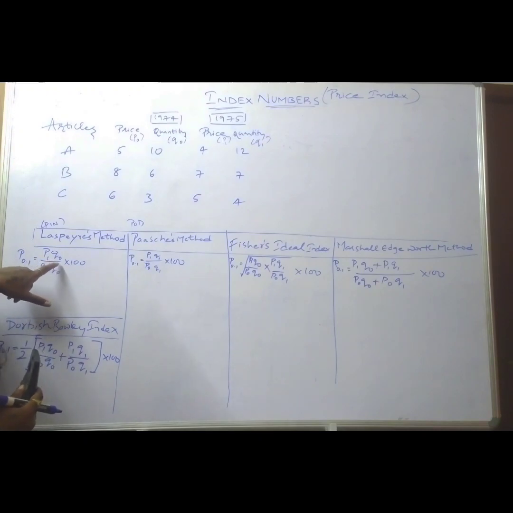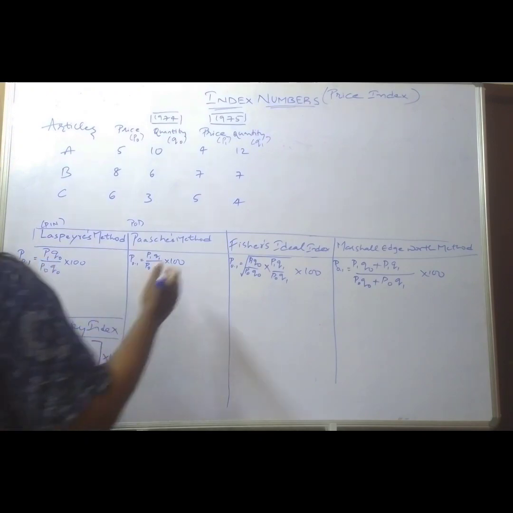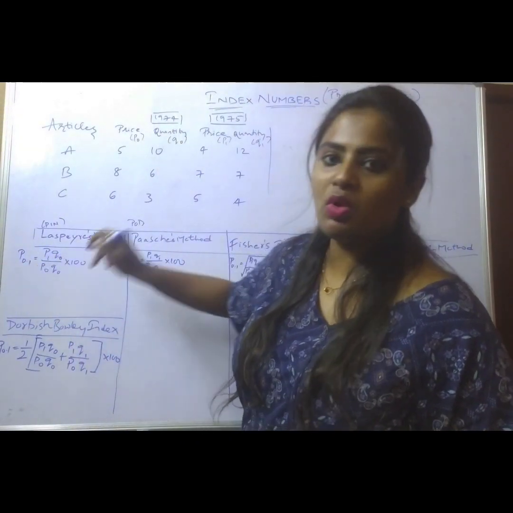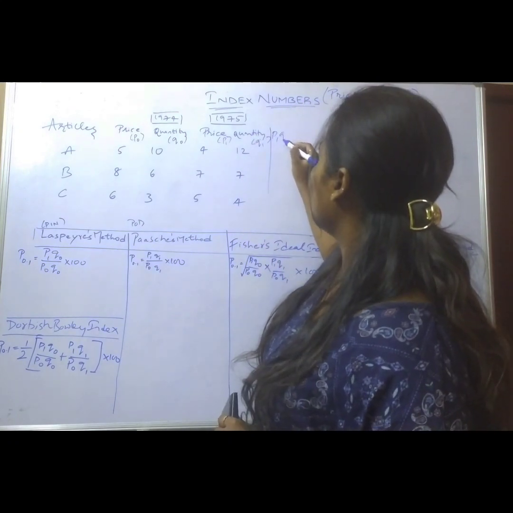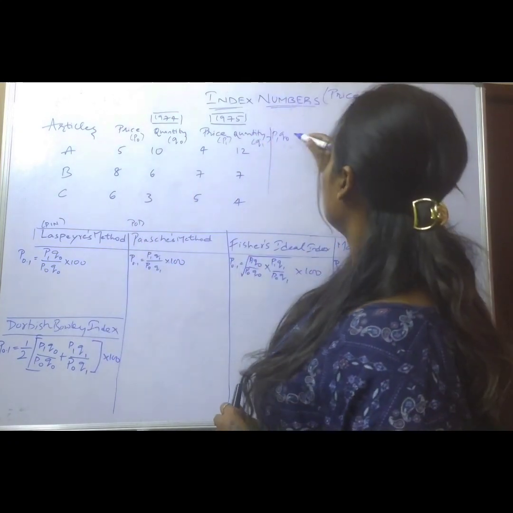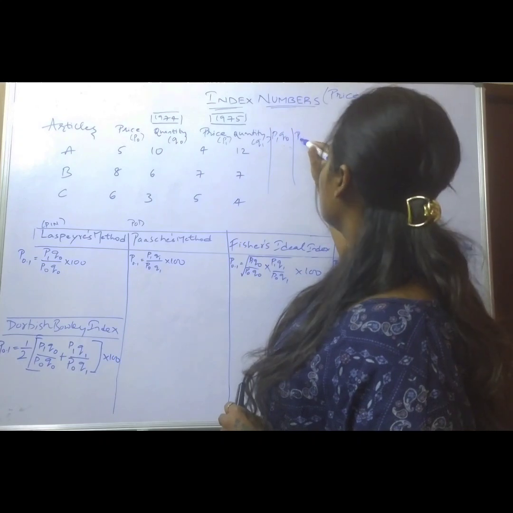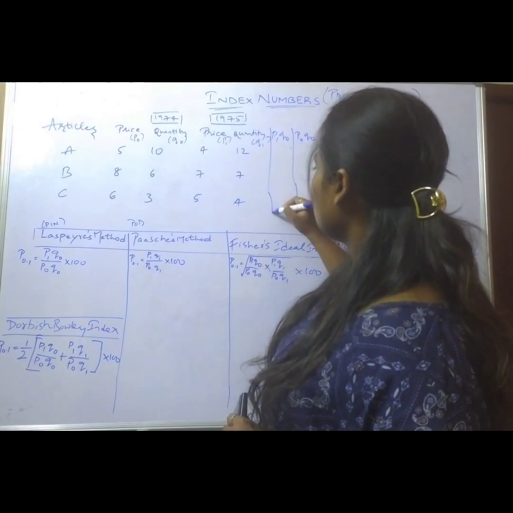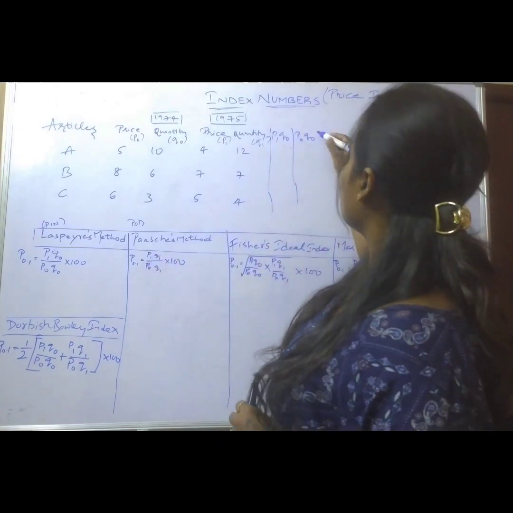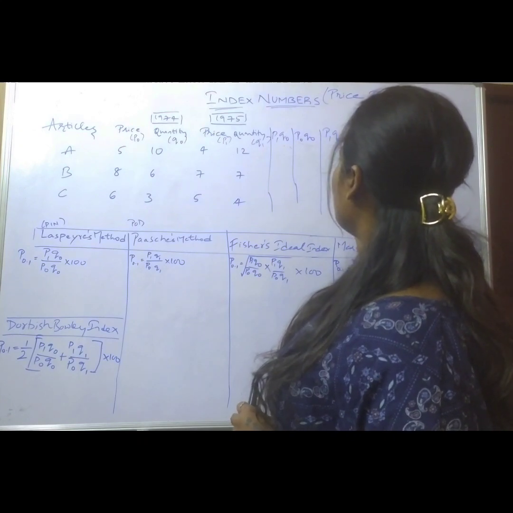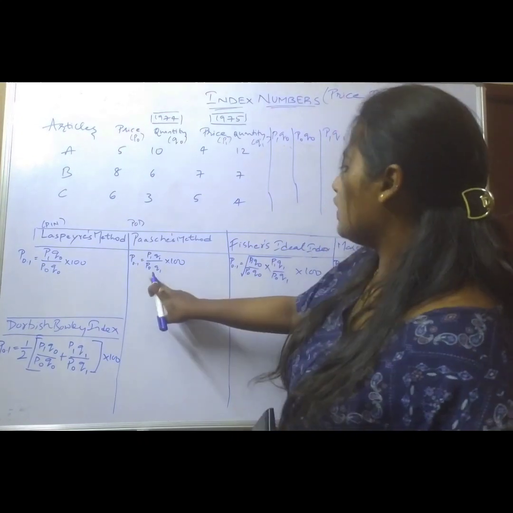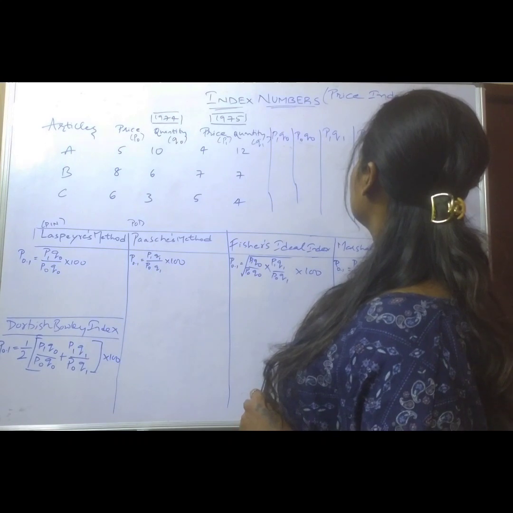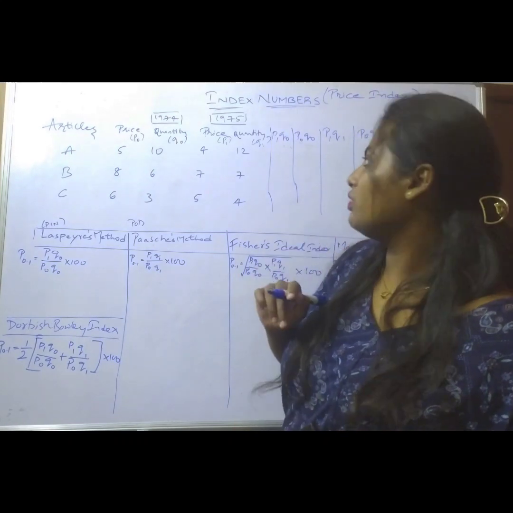So first we have P1 Q0 and P0 Q0. What we have is P1 Q0, and we have to find out P0 Q0. What else you have to find out is P1 Q1 and also P0 Q1. So these are the things which you have to find out now.